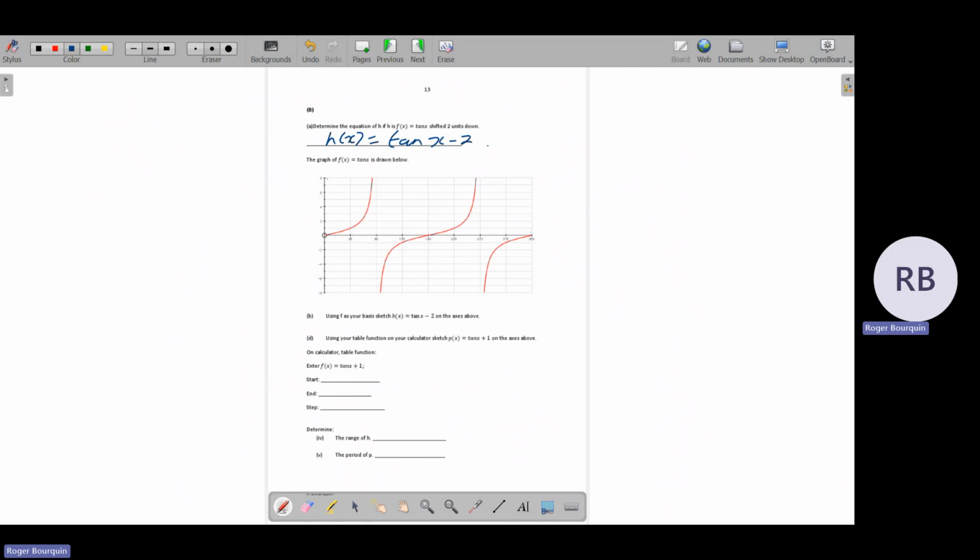Alright. So now, using f as your base, sketch h of x is tan x minus 2. So what are you simply going to do? You're going to move everything 2 units down. So I'm getting here your asymptotes. Your asymptotes are not going to be affected. They're going forever up and down.